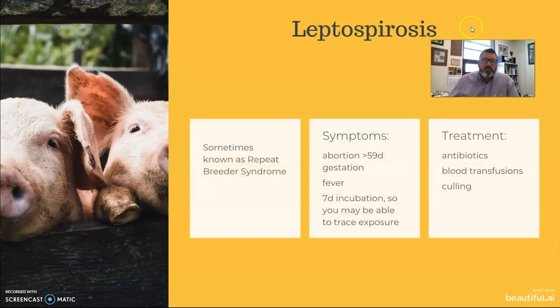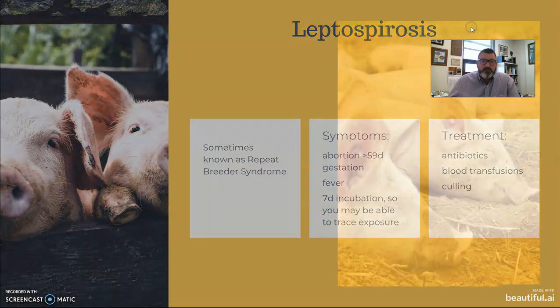Next is porcine leptospirosis, sometimes in pigs known as repeat breeder syndrome. This one is associated with abortion on occasion, especially in pigs that are greater than 60 days in gestation. These pigs will probably have a fever, and this one you can track oftentimes because it's got an incubation time of about 7 days, so a little bit longer than some of the other ones that we've talked about. So you can sometimes trace where they got exposed to lepto. Treatments again here, antibiotics, culling. You could simply remove them from the herd if you suspect lepto, or in an extreme case, blood transfusion.